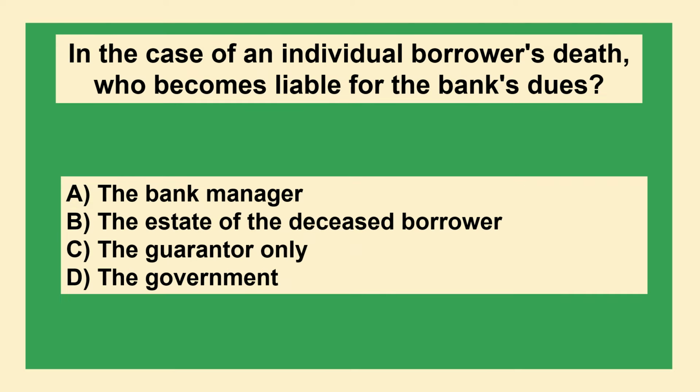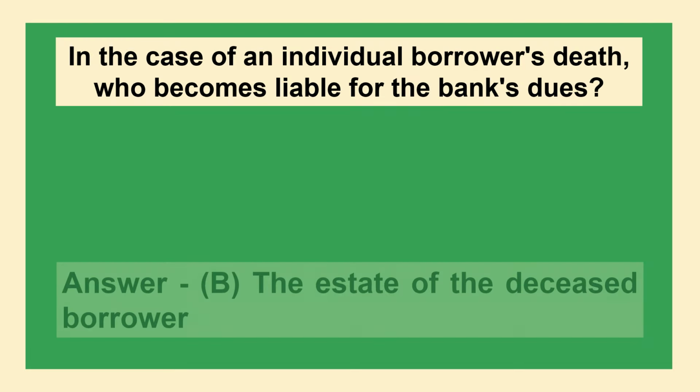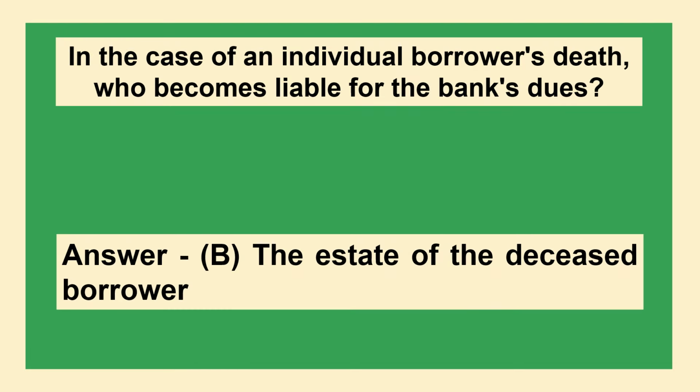The next question is in the case of an individual borrower's death, who becomes liable for the bank's dues? Option A the bank manager, option B the estate of the deceased borrower, option C the guarantor only, option D the government. The correct answer is option B the estate of the deceased borrower.